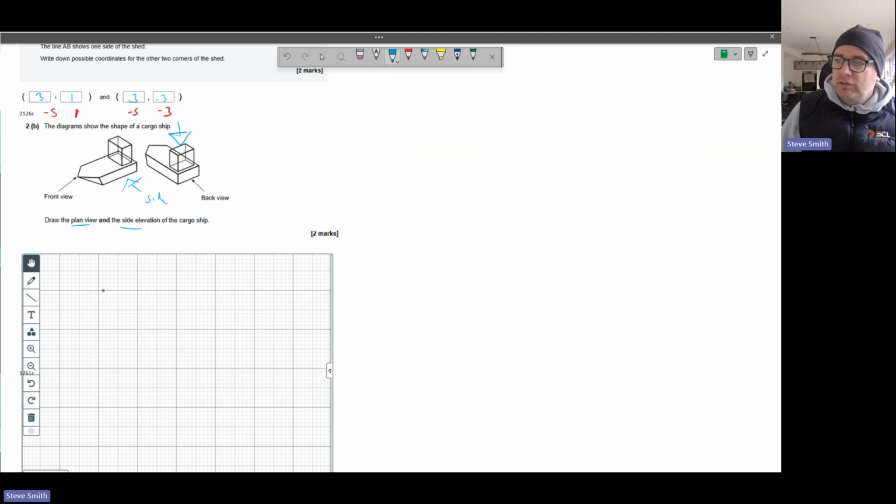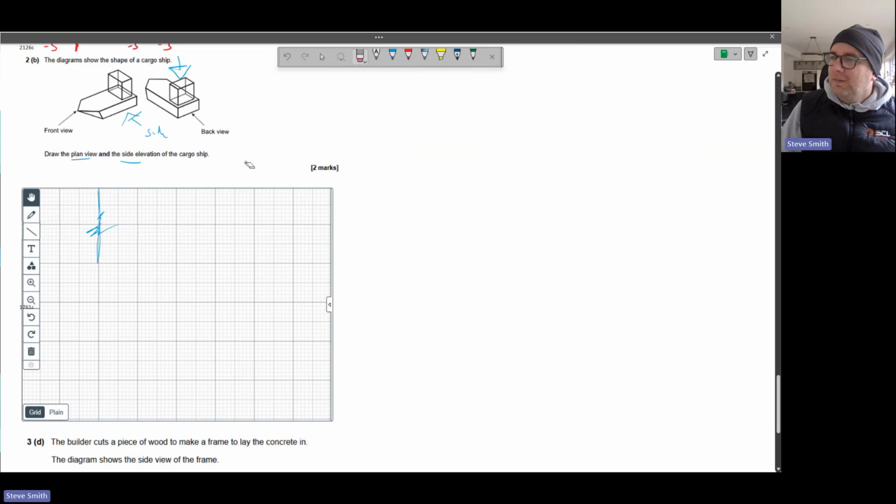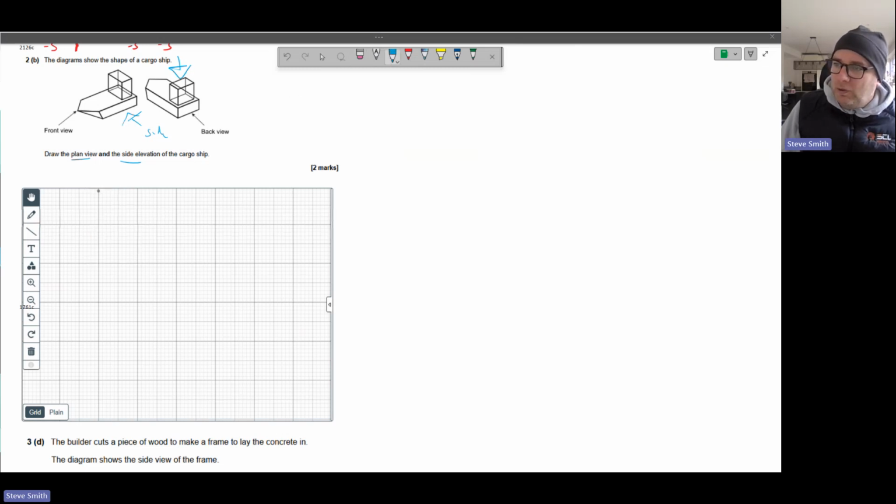We're going to draw the plan first, from above. We've got the straight line tool here. I'm going to start at the very top and go down 4 squares. I shouldn't even go backwards on myself, should I? Oh gosh, rubber. Right, let's try again. I'm going to go down 4 squares. There we go, 4 squares down, and I'm going to go along to here.